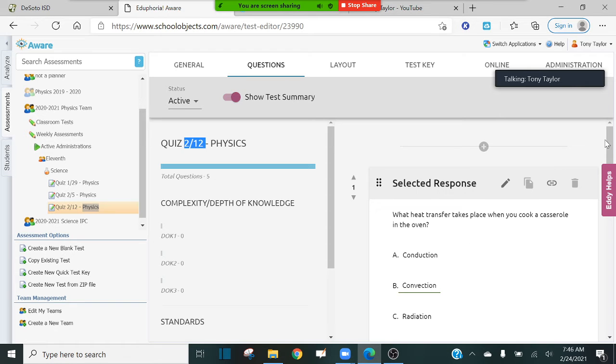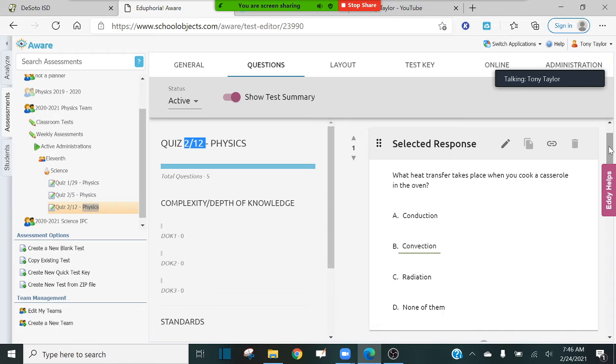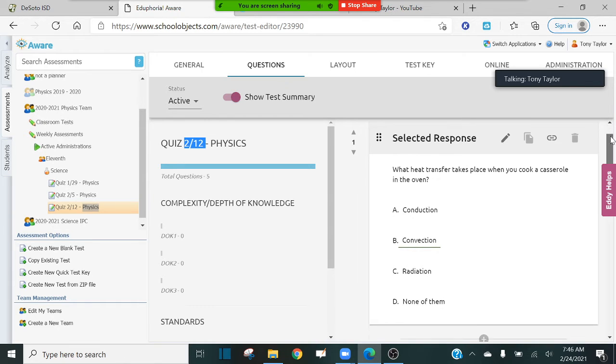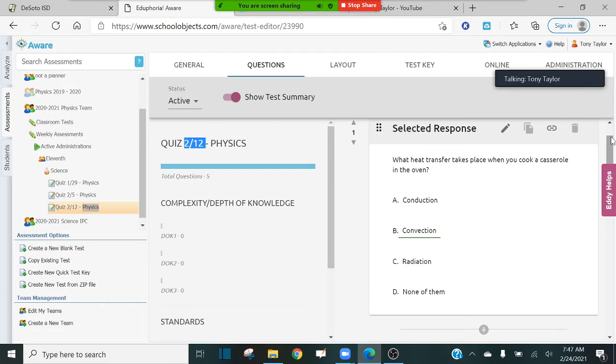But what I want to do is go over those questions on the quiz that involve conduction, convection, and radiation. I briefly want to go over those questions for you guys so that you recognize these examples when you see them. When it says, what heat transfer takes place when you cook a casserole in the oven?